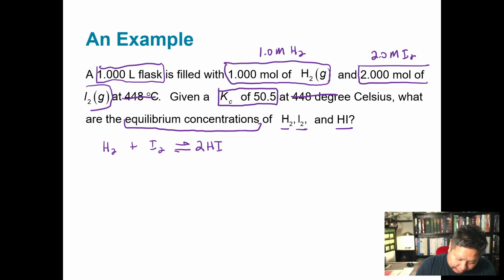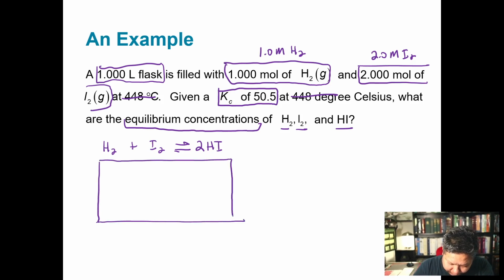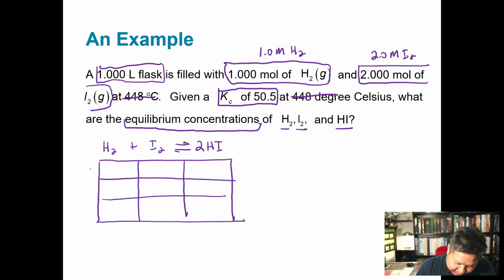Okay. And then after that, the next step of doing any of these equilibrium problems is to draw an ICE table. And I'll draw the ICE table right under the balanced chemical equation so that I can make my columns line up with each of the components of the reaction, the two reactants and then the product. And of course, you're going to have 3 rows because it is an ICE table, where I stands for initial, C stands for change, and E stands for equilibrium, or concentration at equilibrium.